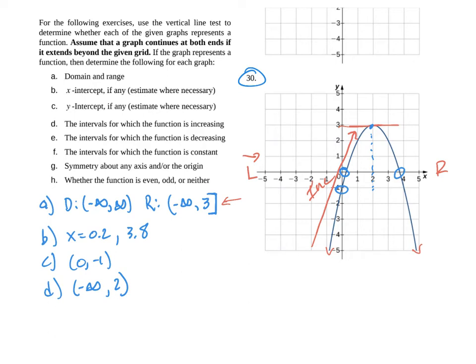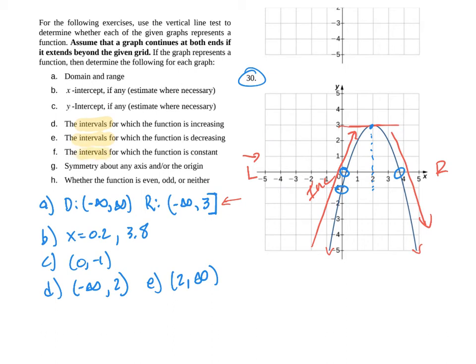Similarly, decreasing would be the places where this thing is heading downward from left to right. So as I move from left to right, here's the places where the function's moving downward, which is decreasing. So for letter E, we're going to start at 2, and then we'll work towards positive infinity. And remember, when they mention intervals, they are talking about x values: the intervals where the function's increasing, the intervals where it's decreasing. We don't have any intervals in this function where the function's constant.